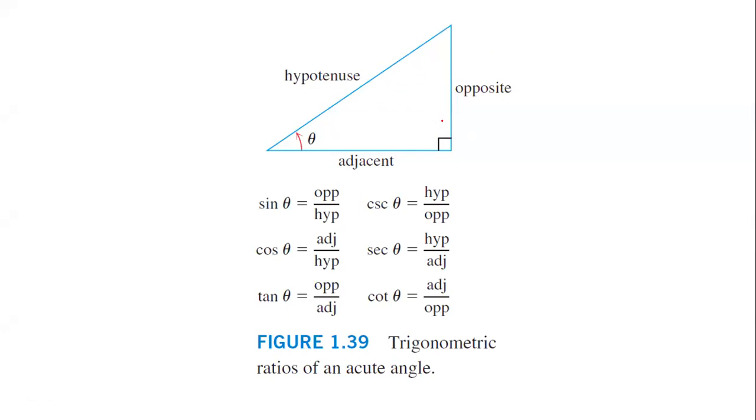Right? This is a right-angled triangle. This angle is theta. So sine theta is the opposite divided by the hypotenuse, and cosine is the adjacent divided by the hypotenuse. And the tangent is just the opposite divided by the adjacent. And these are the reciprocals of sine, cosine, and tangent, right? So let's not waste time on this one. It's just a review.